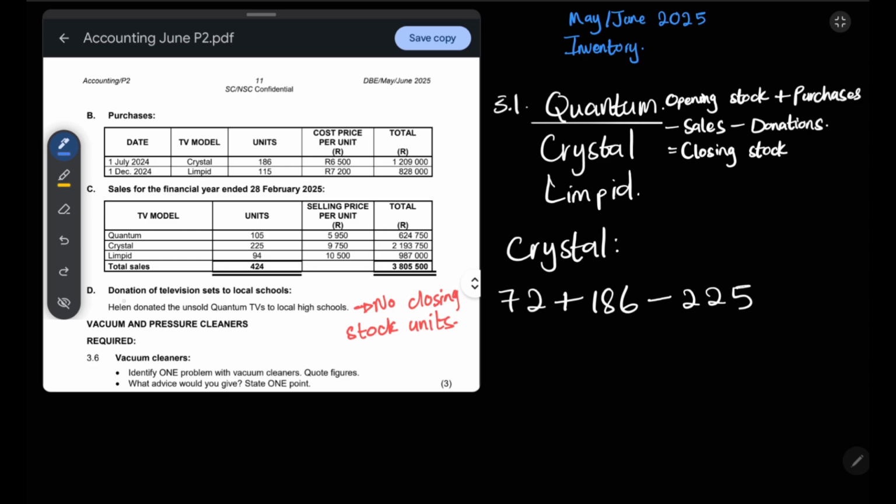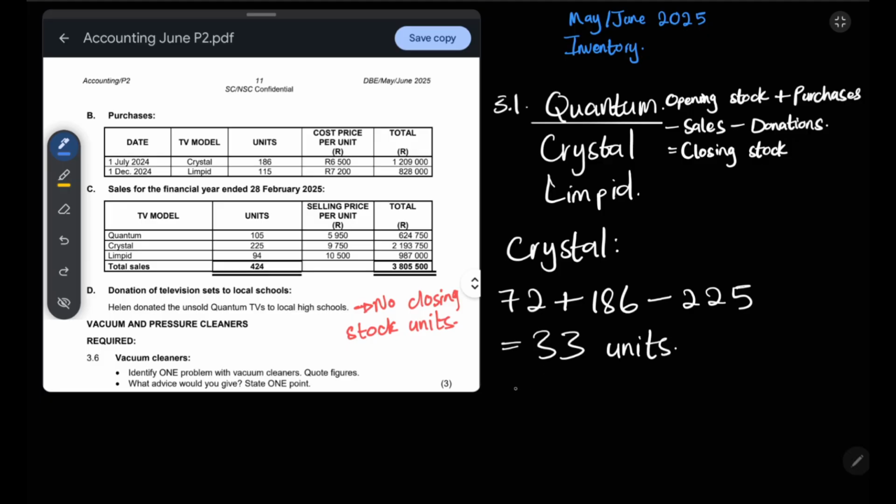What else do we have? We have donations. There's nothing about Crystal under the donations, so we do not have to include that information. So you have to say 72 plus 186 minus 225 should give you 33. This is 33 units.